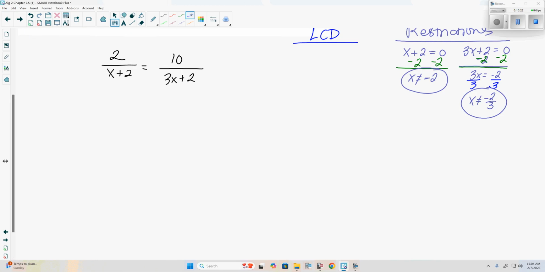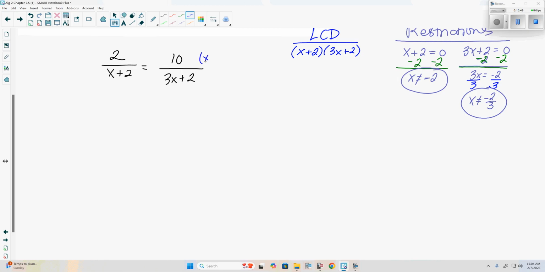Least common denominator. Well, if we look at the denominators, x plus 2 is a factor in one of the two denominators. It shows up once, we need it once. What else do we need? 3x plus 2, because it is a factor in one of the two denominators. It shows up in one of the denominators at least once.